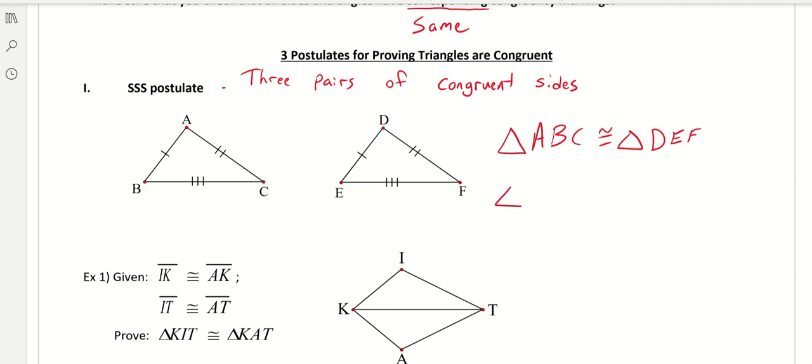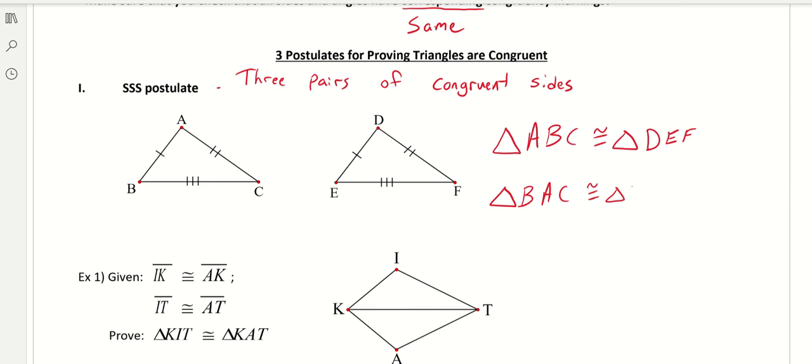All right, I'm just going to jumble it up here a little bit. I'll write B, A, C is congruent to triangle... Okay, well, B is first. B is where one tick mark meets three tick marks. One tick mark meets three tick marks at E, so E needs to go first.